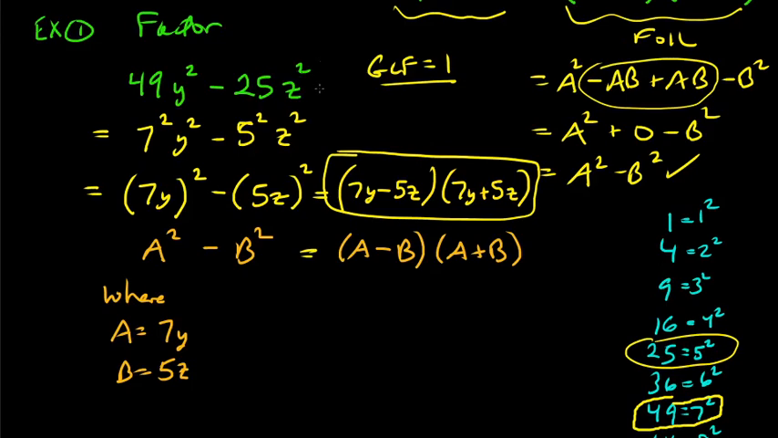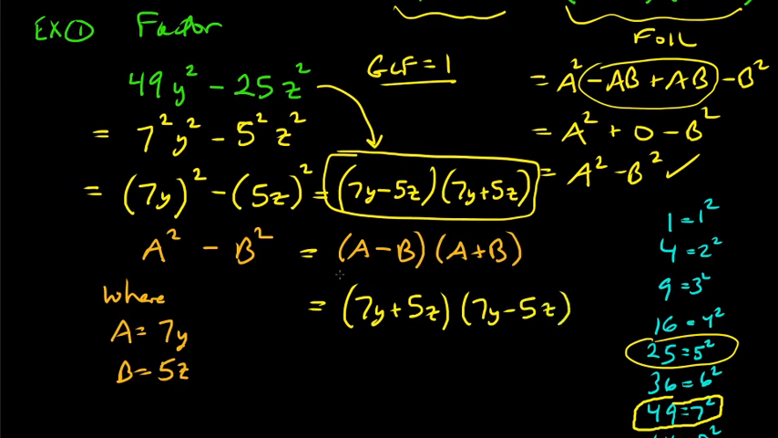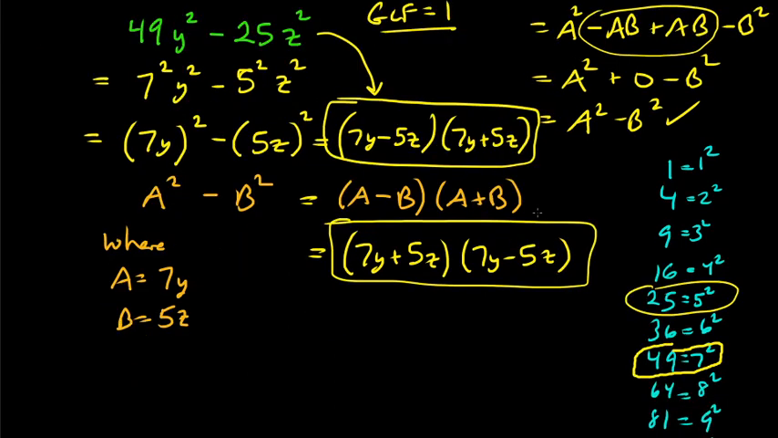So we factored 49y squared minus 25z squared as 7y minus 5z times 7y plus 5z. Of course, you can also write it the other way, 7y plus 5z times 7y minus 5z. As long as one is positive and one is negative, same thing. Okay, so that's how this works. Let's try another one.